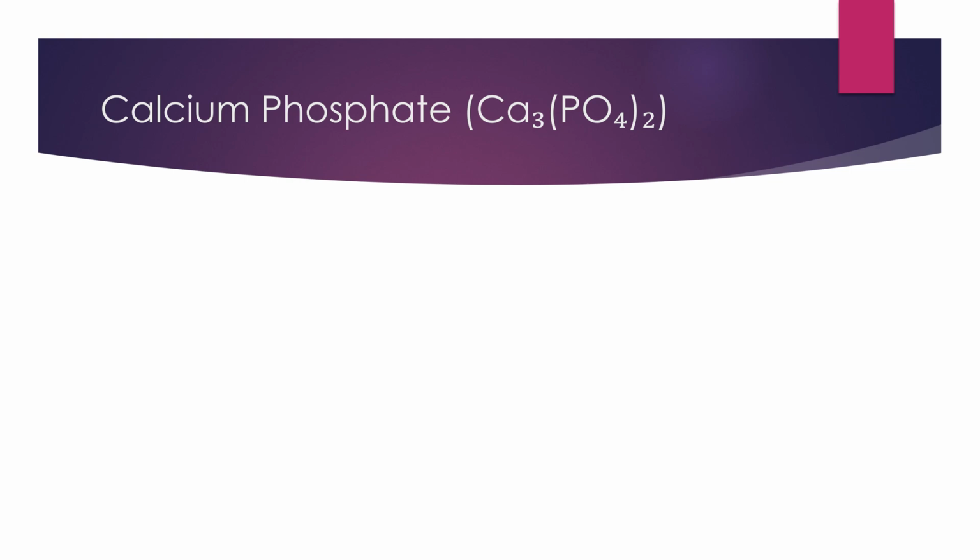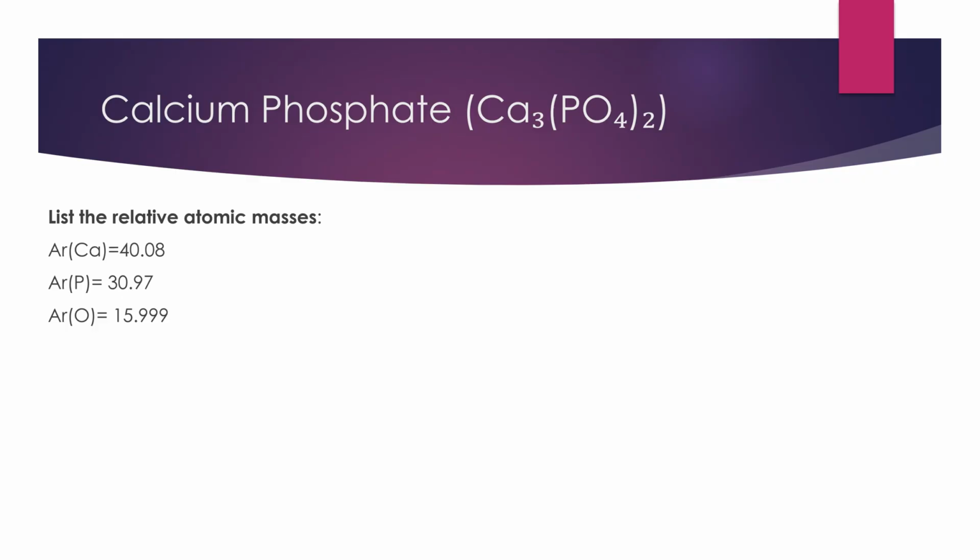So step number 1, find out the formula you already have. Step number 2, find elements, how many different elements you have and what their names are. So Ca, calcium, P, phosphorus, O, oxygen. Find them in the periodic table and write down their relative atomic masses. So calcium, phosphorus, oxygen. Next step, figure out the number of atoms. And then put everything in the formula.